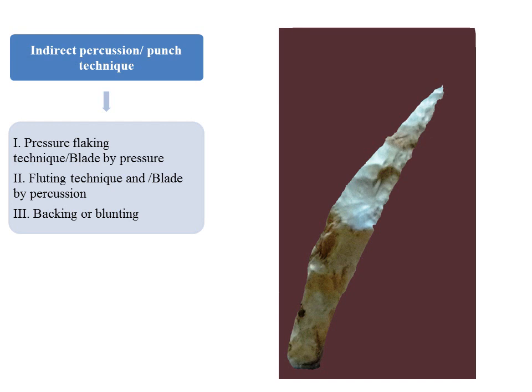So the blunting or backing is developed in two ways. For example, in the first case, if you look at this lateral side, there are traces of many flake scars, which are primarily due to the blunting of the edge. This is blunting by intentional napping, whereas the natural cortex on the blade can also act as a backing effect for handling the tool. So pressure flaking, the fluting technique of blade by percussion, and backing and blunting all involve indirect percussion methods primarily.